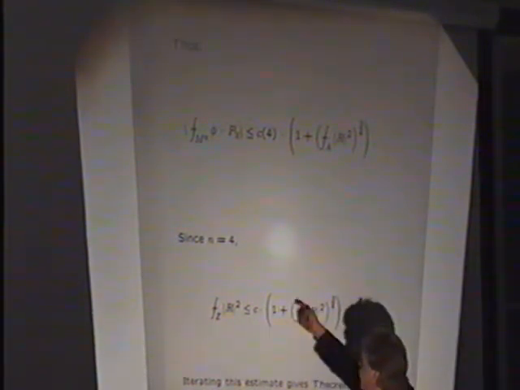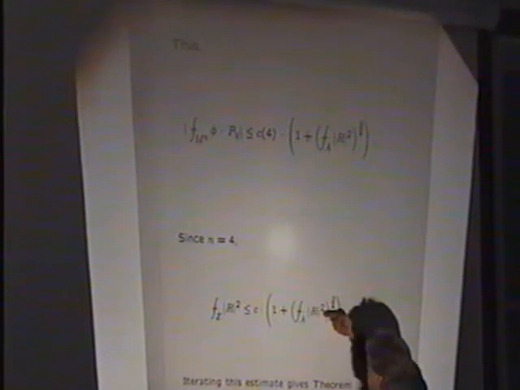And the crucial thing to notice is that I've estimated this as something, as itself, but raised to a power less than 1. Okay. And now I claim that this estimate can be iterated. So the crucial thing is that the power is less than 1.